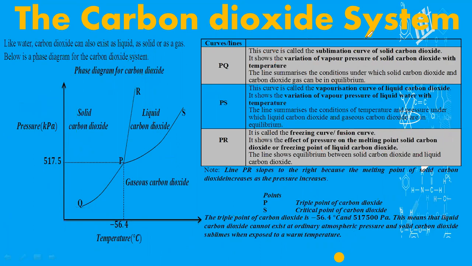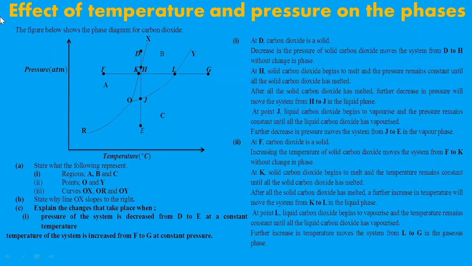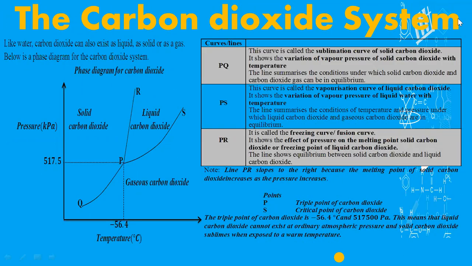So here we are at another system, and this is the carbon dioxide system. This is the system we shall end with today. We are saying that like water, carbon dioxide can also exist as a liquid, solid, or gas. I think at your level you heard about solid carbon dioxide. Did you? Yes, teacher, we heard of it. And you heard that it's one of the substances that sublime. So just like water, carbon dioxide can also exist as a solid, a liquid, or a gas, and its phase diagram is not so different from that of water.